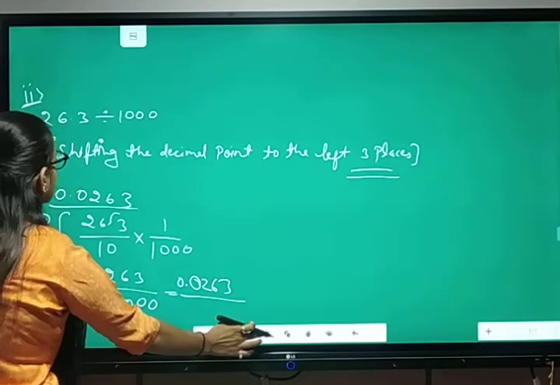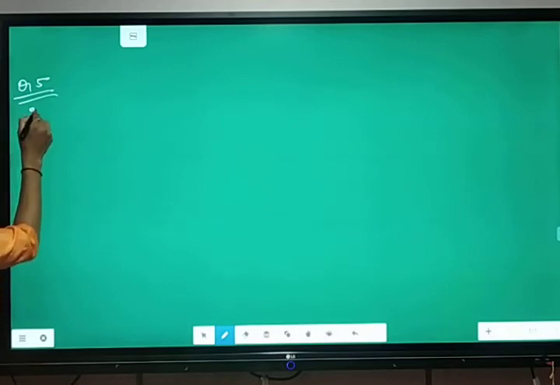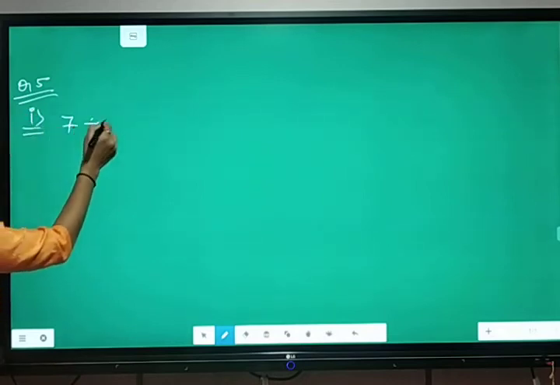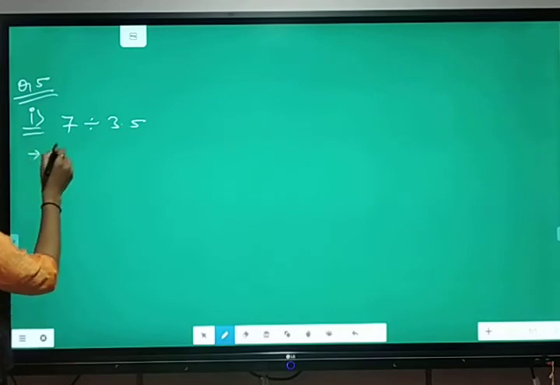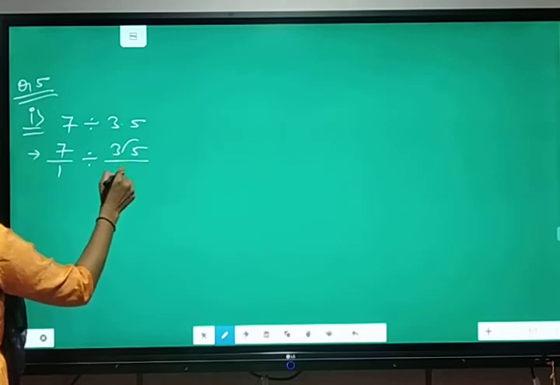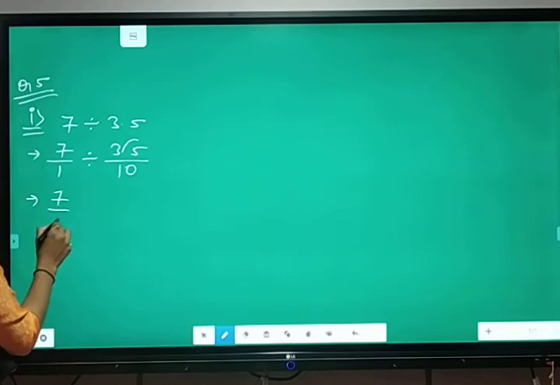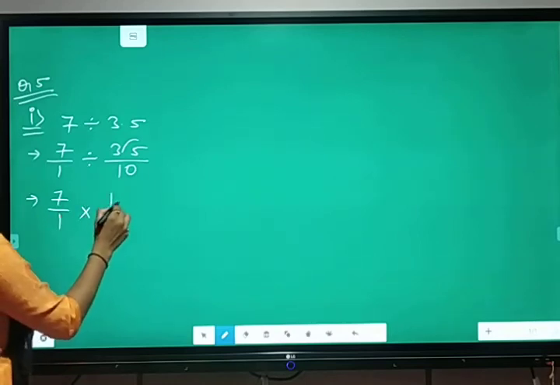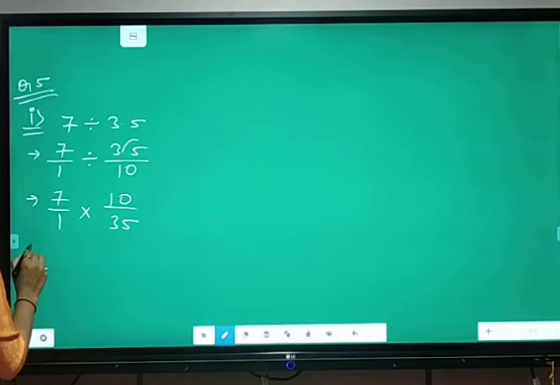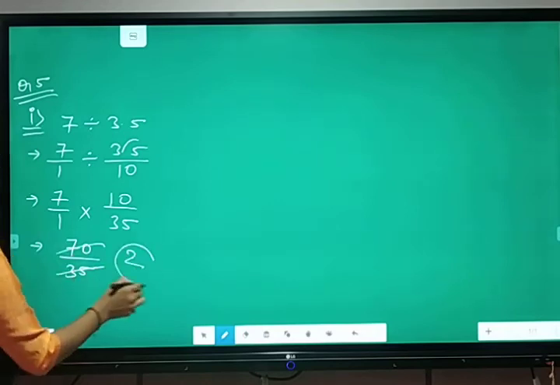Okay students, next question is question number 5. 7 divided by 3.5. First step is remove the point, 35 upon 10. Reciprocal the second fraction. 7 upon 1, sign will be changed, 10 upon 35. So 7 multiplied by 10, 70 upon 35. 35 twos are 70. Answer is 2.